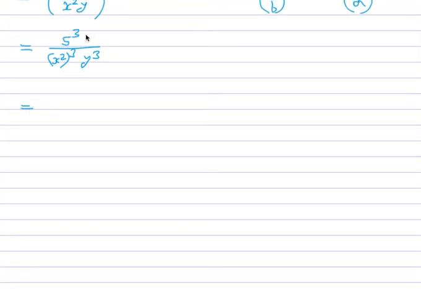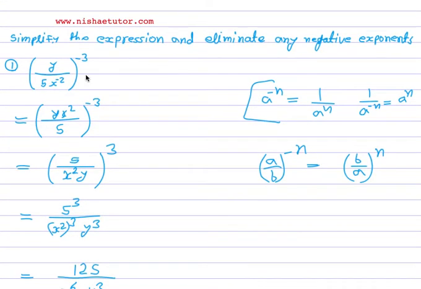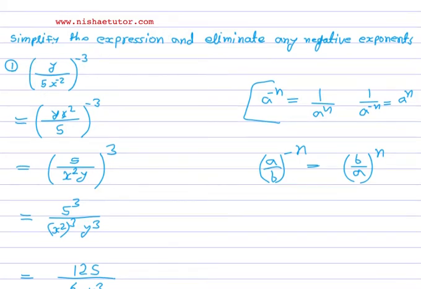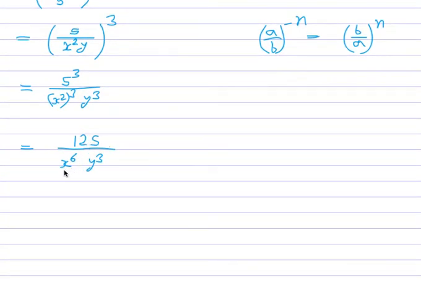Now 5 to the power 3 is 5 times 5 times 5, which is 125, and x to the power, here power to the power multiply, so 2 times 3 is 6, and y to the power 3. So this is our answer. Our question was (y upon 5x to the power minus 2) whole to the power minus 3, and its answer is 125 upon x to the power 6 y to the power 3.